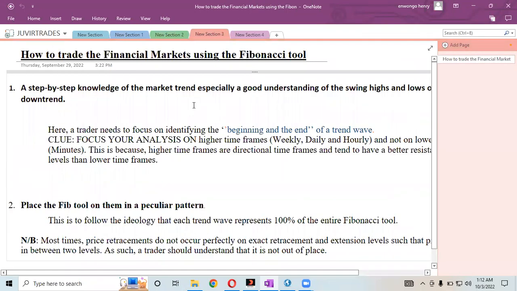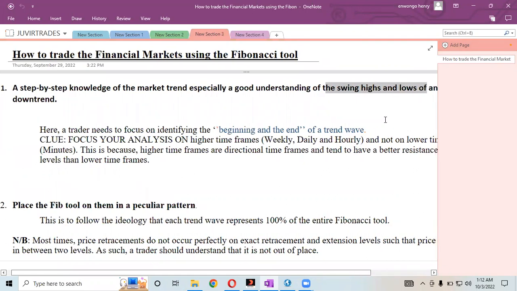Okay, so having known what Fibonacci is, how can we now use Fibonacci in financial trading? It's easy. The first step is for you to have a good understanding of swing highs and lows of a trending market. Swing highs and lows of any trending market. And for you to understand the swing highs and lows, focus on two things. Number one, a higher time frame. Number two, the beginning and the end of a trend wave on those higher time frames.